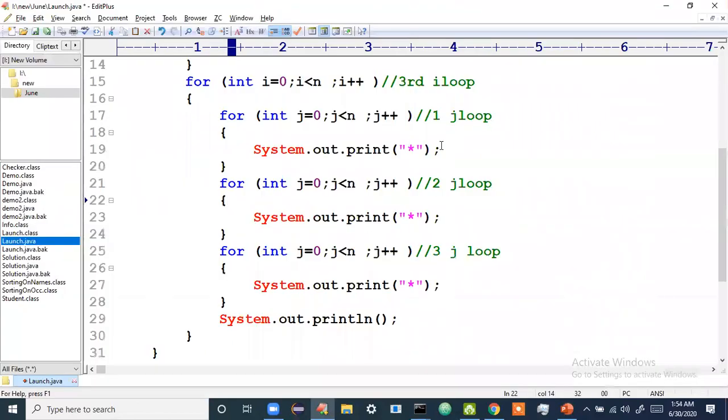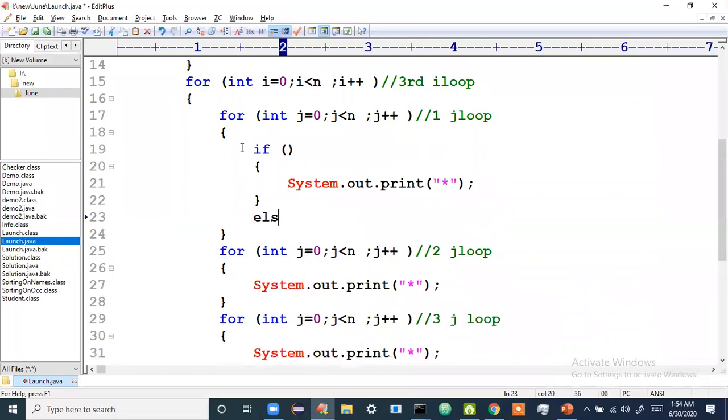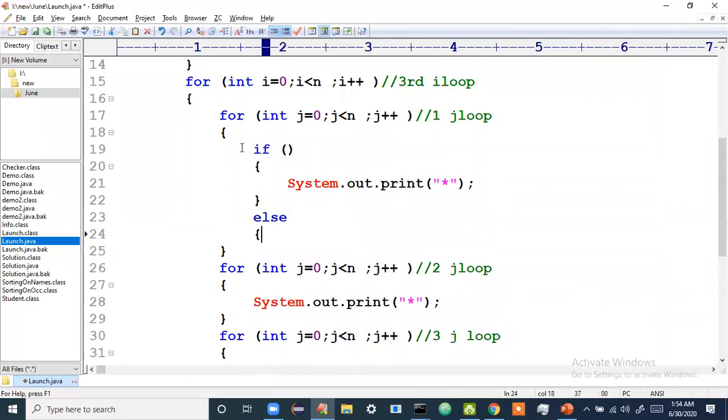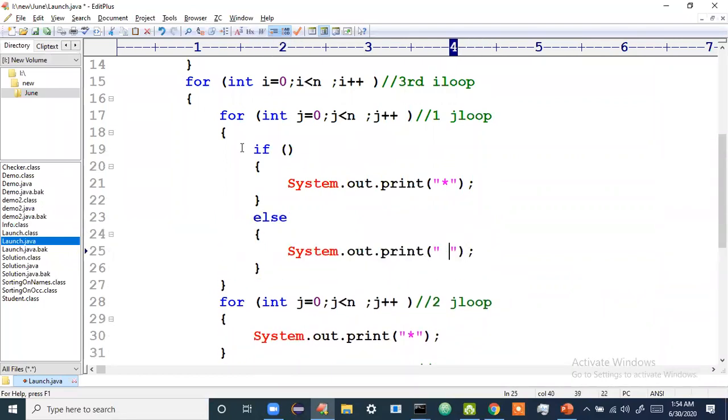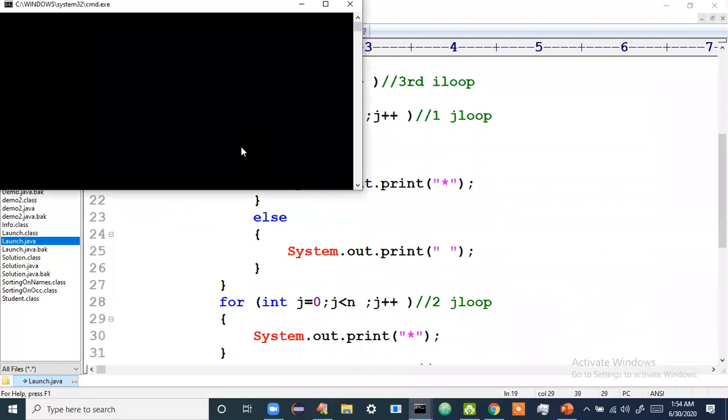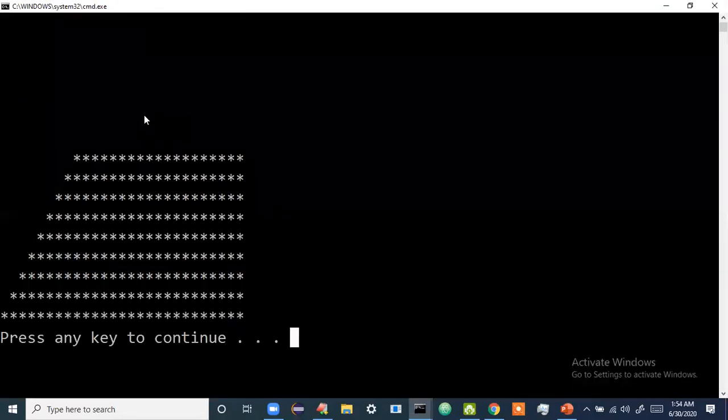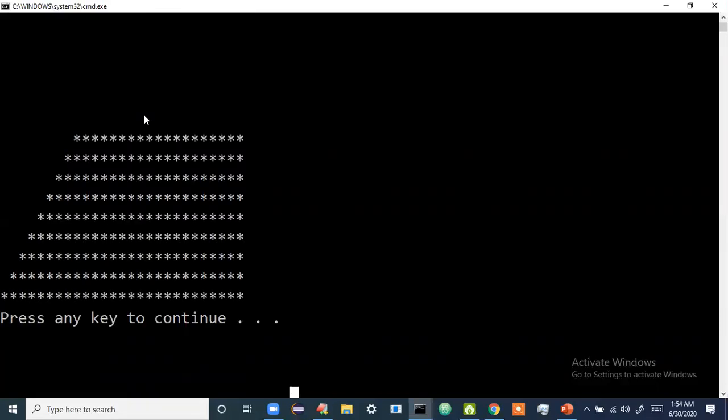So in the first part, I have to tell it not to print stars everywhere. But if some condition is true, then only you print star. For this, there is one if and one else, where you have to print space. What's the condition? J is greater than or equal to n minus 1 minus I. Let's see. When I compile and execute, see the above pattern, it has not printed because I didn't tell anything. But here, if you notice, it has got that shape.